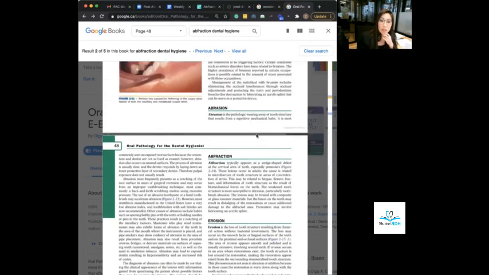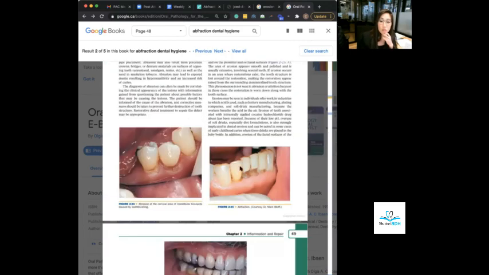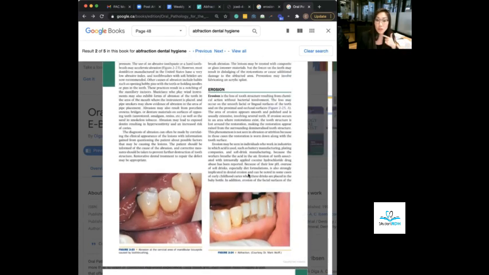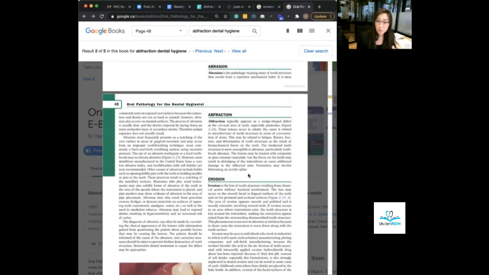Now, going back again to the pictures here, this is an abfraction, but usually abfraction happens, and again, with brushing and just our normal habits, we are creating this ledge. They usually call it the V or wedge shape notch that is getting bigger and bigger. So that is abfraction. I hope we understand this.